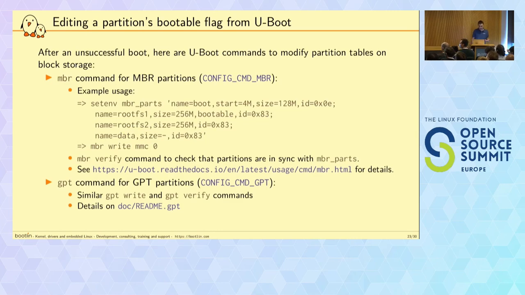Now, after you have an unsuccessful boot, you need to fall back to switch the active and inactive partitions. So I found some commands in U-Boot to do that, to edit the partitions. There's the MBR command in U-Boot, that was new to me as well. You find it in config command MBR. And that MBR takes a specification of all the partitions you have. And one of the partitions can be given the bootable flag here. And all the other flags are like the type of partition. So there was FAT, if I remember correctly. And then the other ones were Linux type, if you remember those from fdisk.